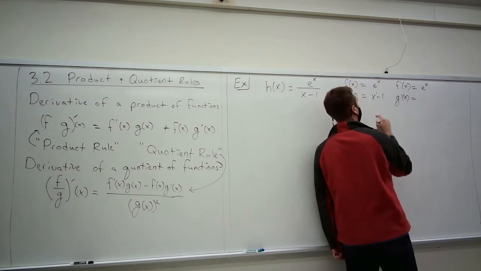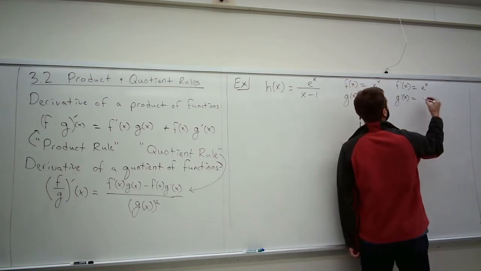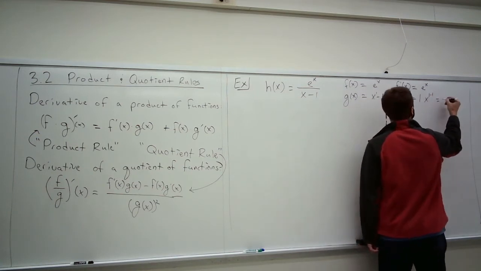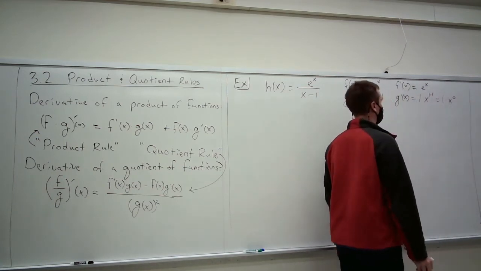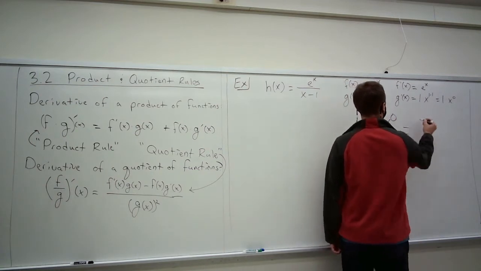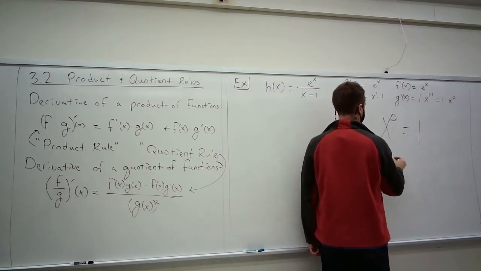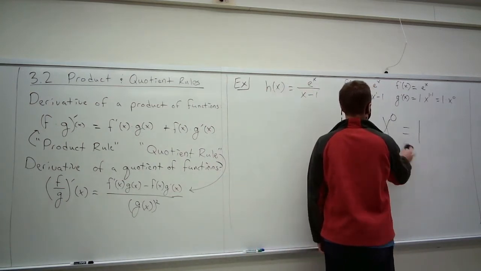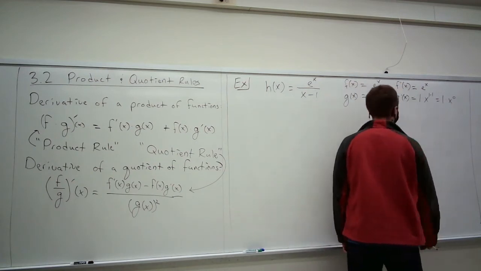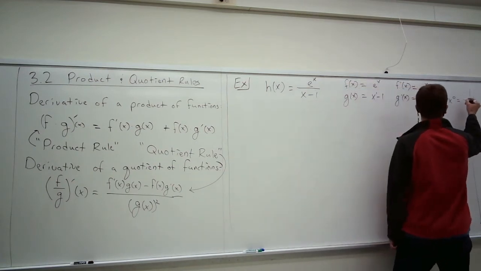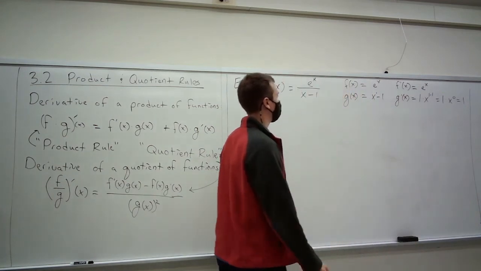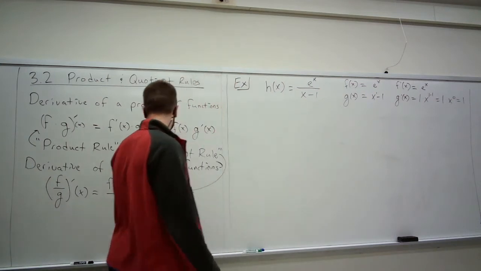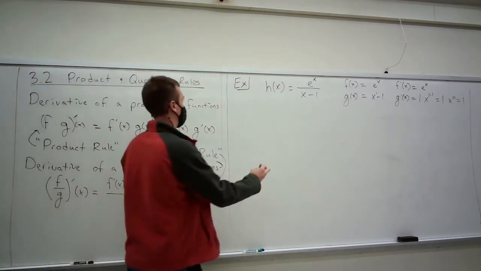Here's one. If there's no power on a variable, it's one. So you multiply by the power, you reduce the power by one. And we recall that any number to the zero is one, except zero. This is one, most of the time, unless somebody's being really mean. We have everything that we need now. What's the derivative of h of x?